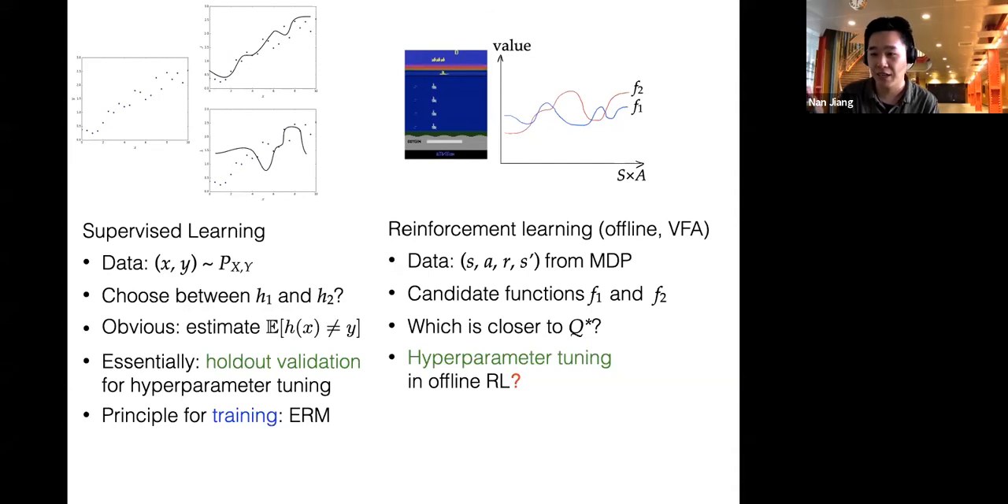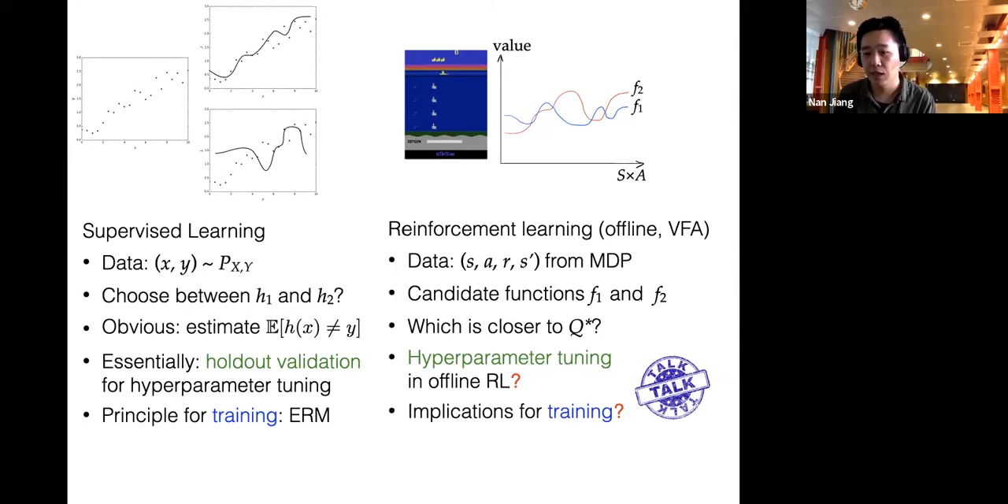Say you run offline DQN on your batch data, and you generate a bunch of Q functions. You prepare the holdout data, and you look at the functions and look at the data, and you don't know what to do to select which function is the best one that you want. Indeed, it turns out that hyperparameter tuning is a big open question in offline RL. And we'll also talk about the implication of this question on training. So that's roughly the problem I'm going to talk about today.